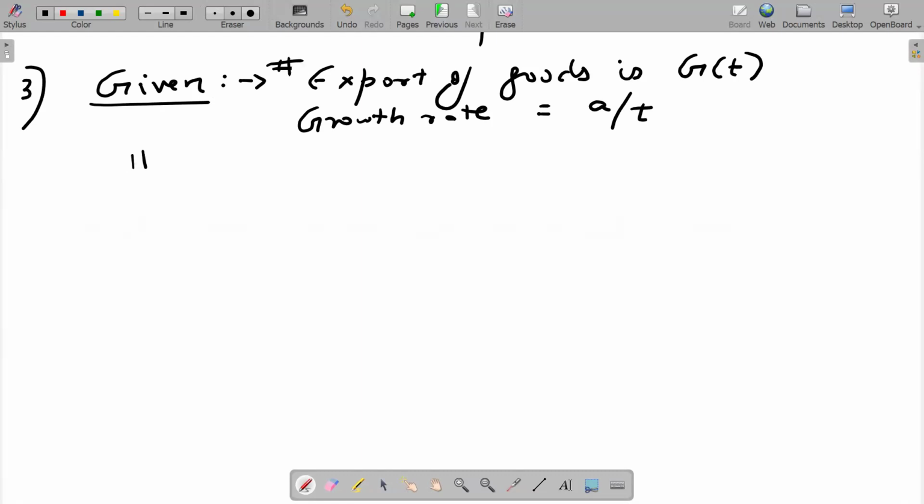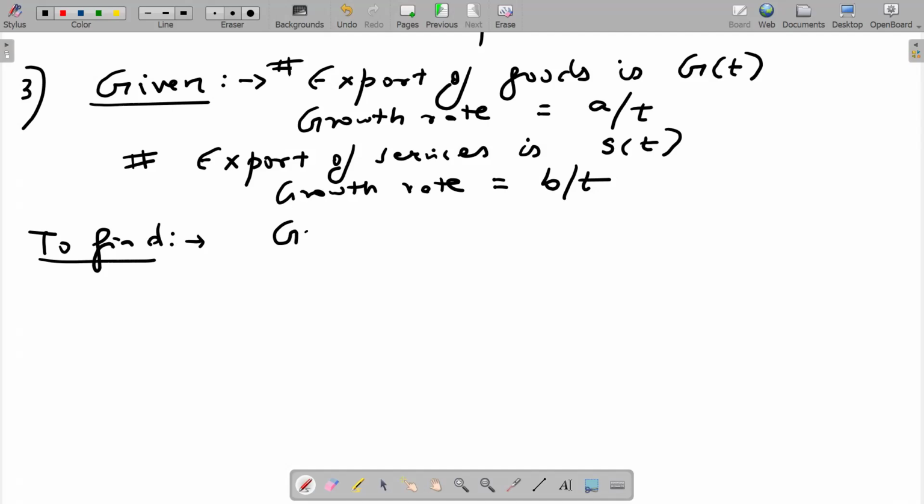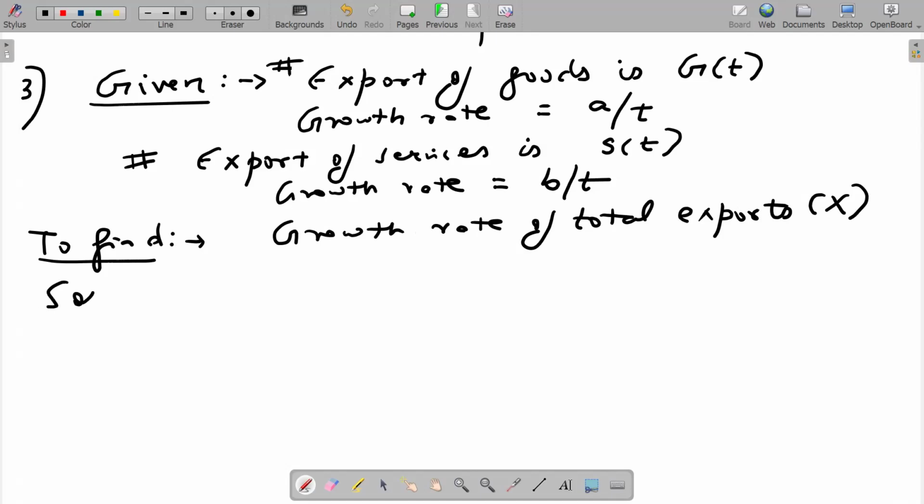Similarly, we are given that export of services is S as a function of T, and the growth rate of services is given by B by T. What do I need to find? I need to find the growth rate of total exports. Let's call the total exports as X.